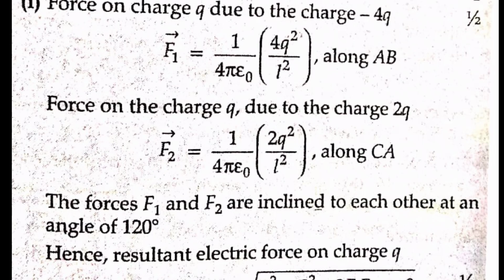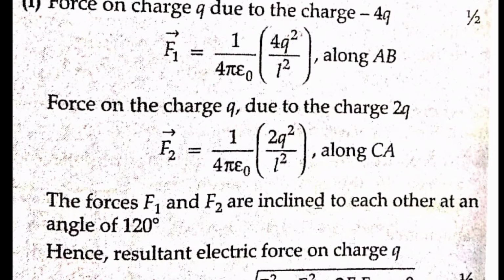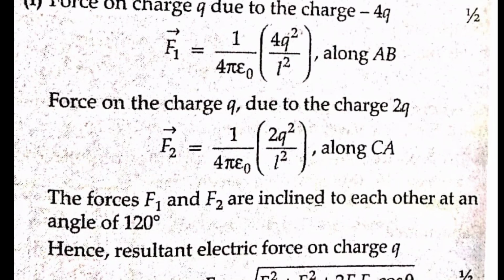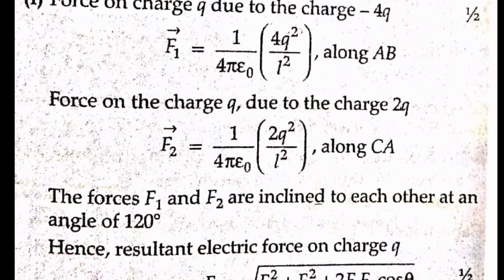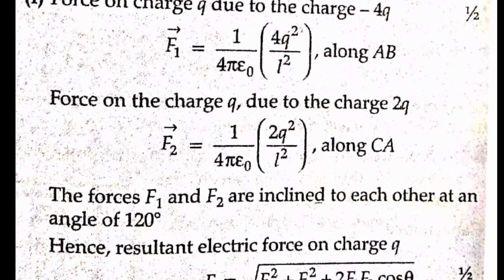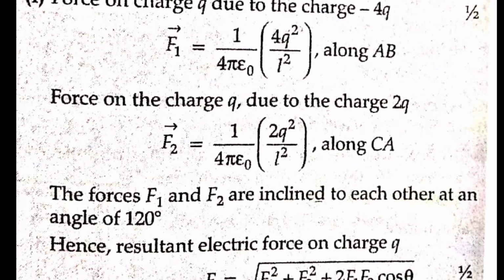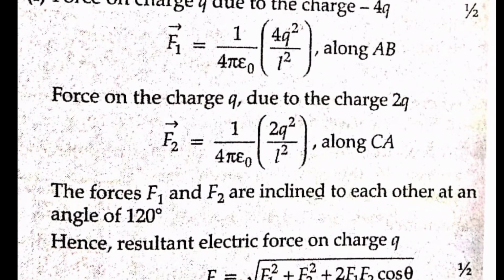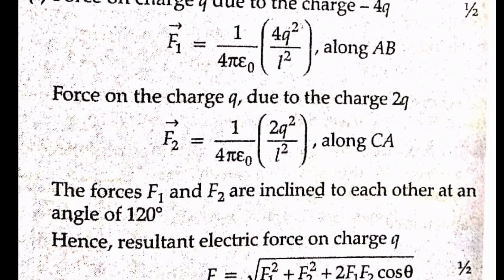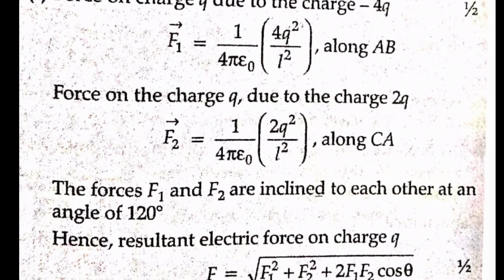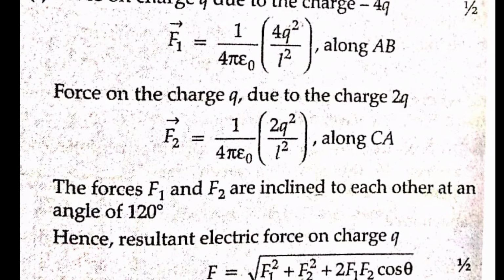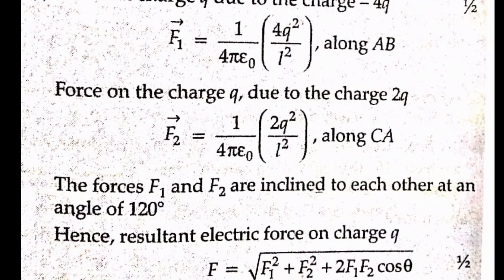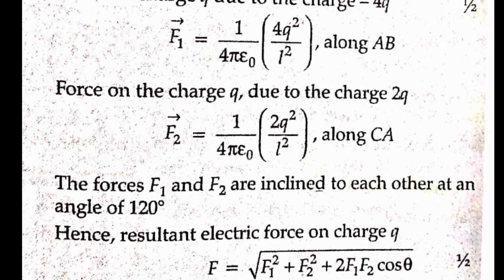The force on the charge Q due to charge minus 4Q can be taken as F1. So vector F1 is equal to 1 by 4 pi epsilon 0 times Q1 Q2 by R square. Here instead of Q1 Q2 we have minus 4Q and plus Q, and instead of R square we can use L square, since the length is L. So F1 is equal to 1 by 4 pi epsilon 0 times 4Q square by L square. That is the equation for finding force F1, and that will be along AB.